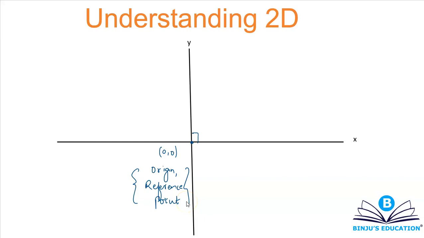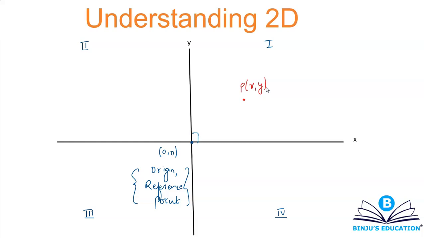Now these two lines or these two axes basically divide your entire 2D plane into four quadrants. So this one is your first quadrant, this one is your second quadrant, this one is your third quadrant, and this one is your fourth quadrant. So any point that you pick inside any of the quadrants, let's suppose I pick a point somewhere here, then it's gonna have some x coordinate and it's gonna have some y coordinate. So what exactly is x coordinate and what exactly is y coordinate? We'll discuss that in a minute.